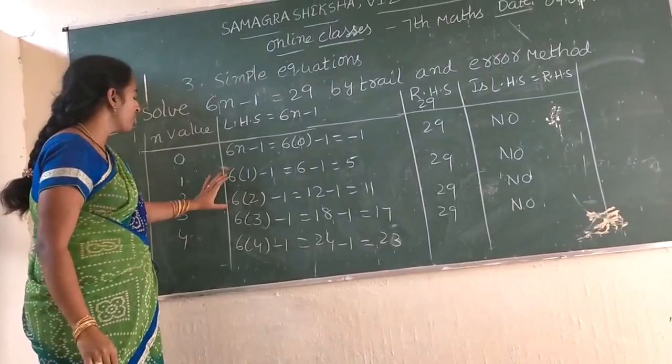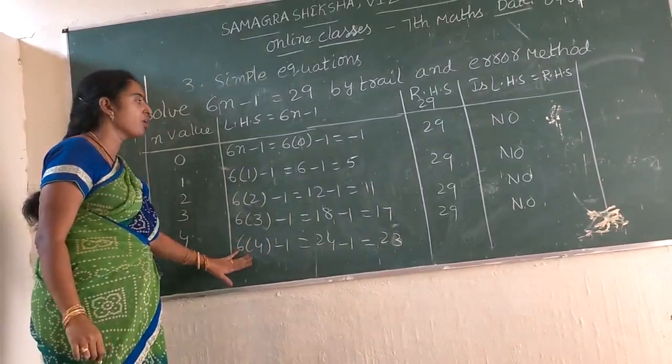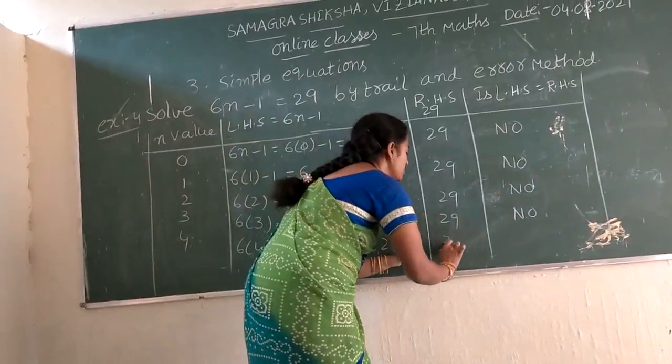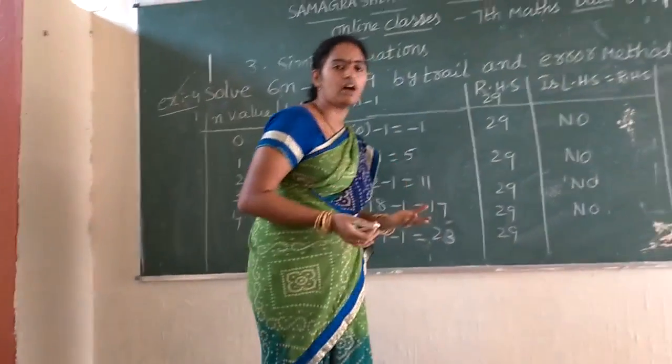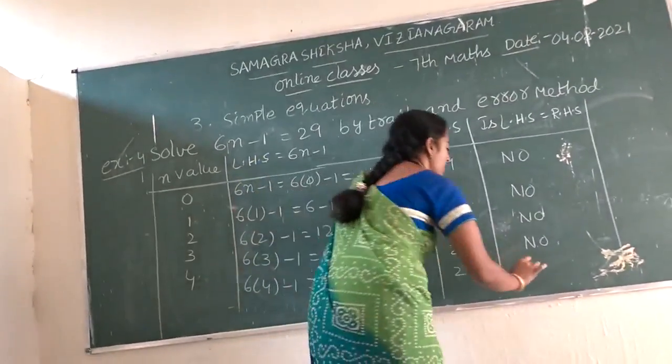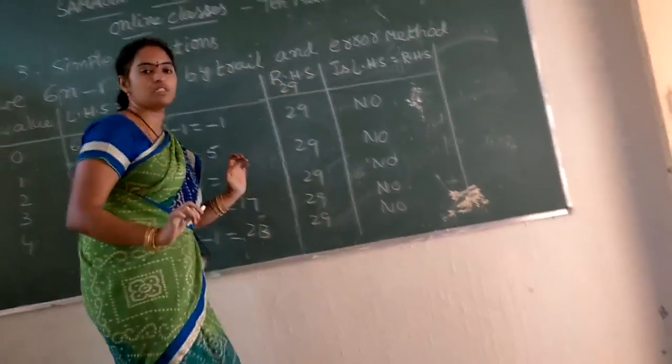So, substituting n equal to 4, we get the LHS value is 23 and the RHS is 29. Here also, LHS is not equal to RHS. So, here also, this is no.